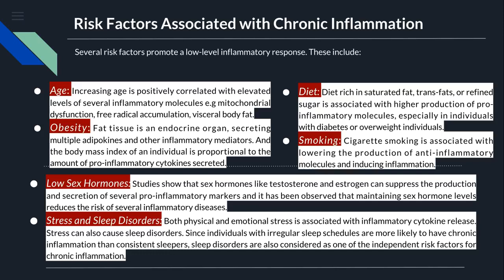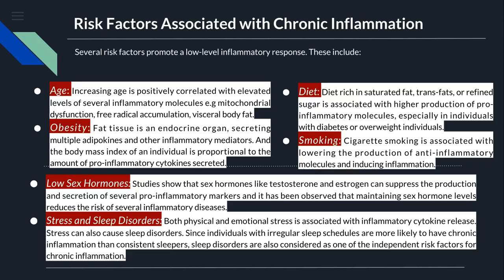Most people suffering from inflammation are usually older adults. Well, not older adults, but of course, the more we increase in age, the more we are prone to having some chronic inflammatory responses in our body. And as written there, I've said it's majorly because of mitochondrial dysfunction, free radical accumulation, and visceral body fat.